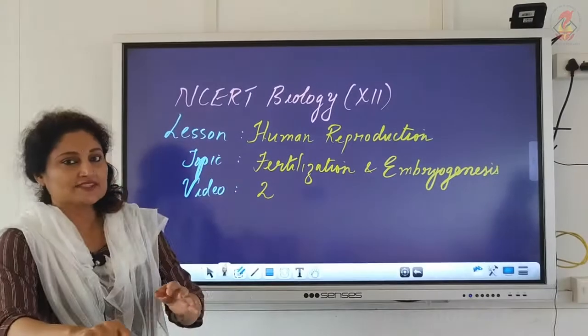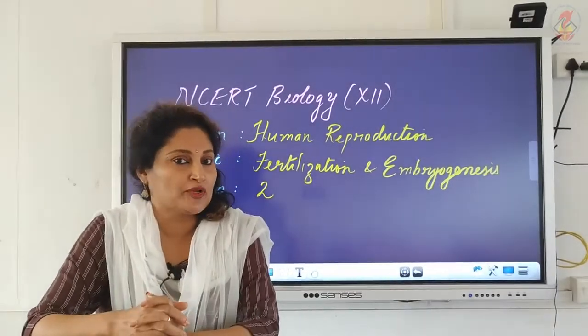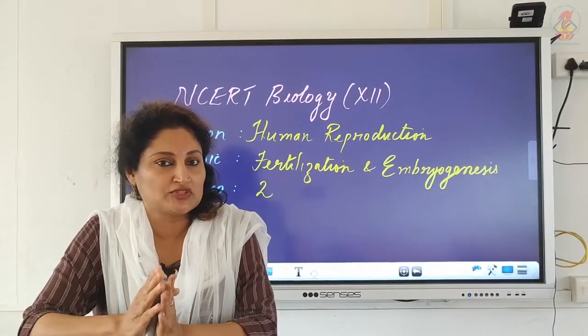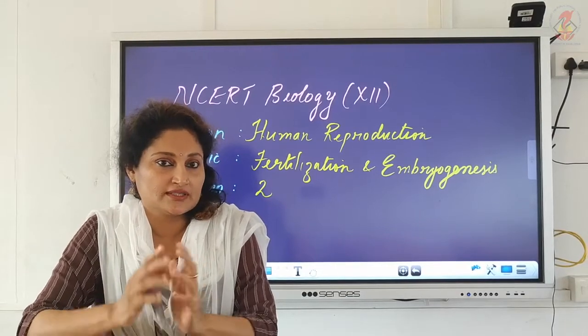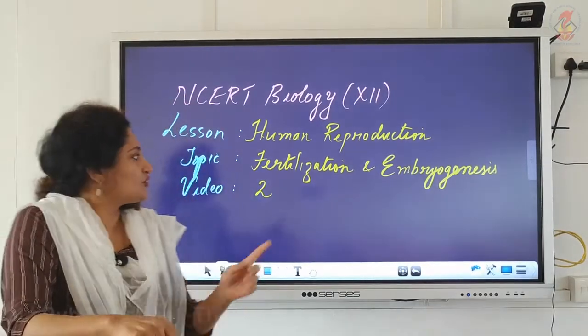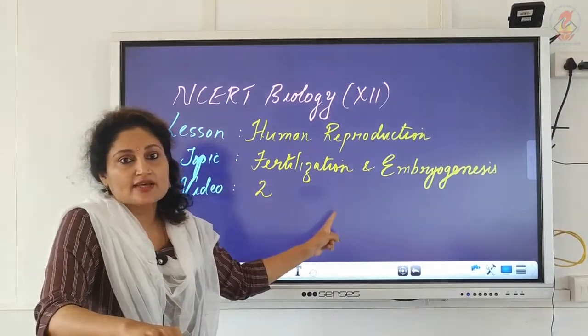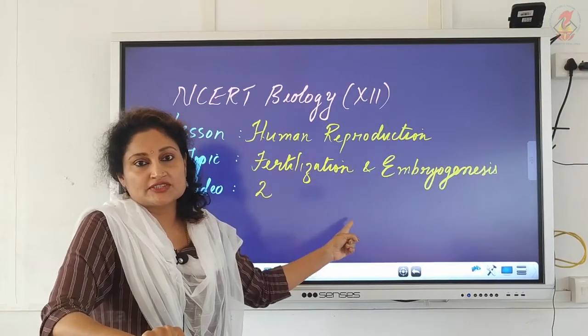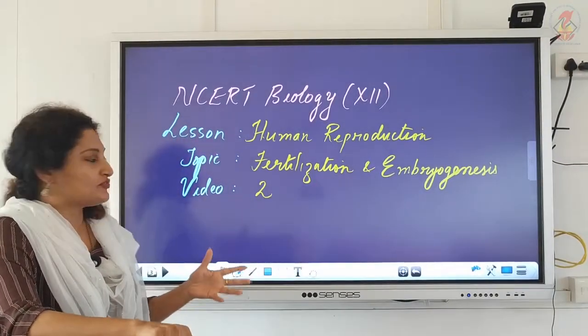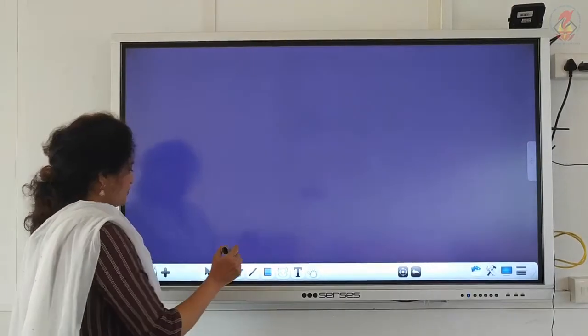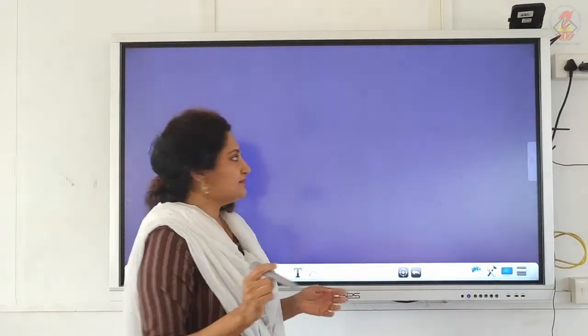The next topic is fertilization followed by embryogenesis. Now we completed gametogenesis, so the next in the sequence is fertilization. To know fertilization, to understand the location where fertilization is occurring, we have to have an idea of the female reproductive system. So let me draw the female reproductive system.